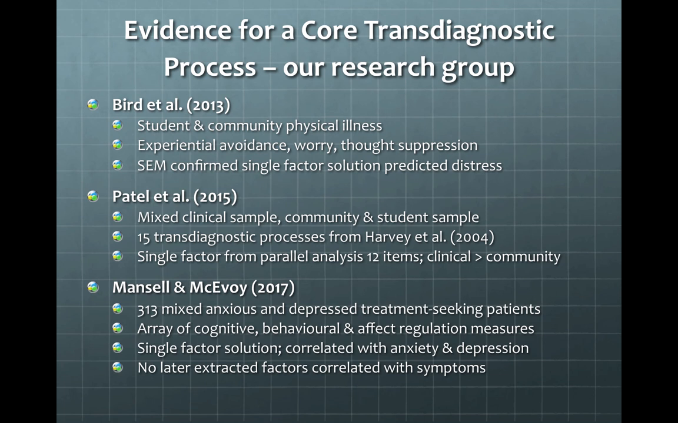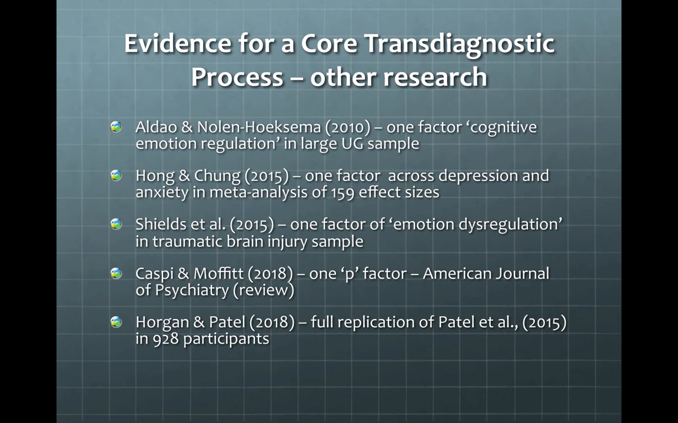But plus, just to double and triple check, I also looked at how well the second, third, fourth, fifth and sixth factors correlated with symptoms. They correlated very poorly with symptoms. It was only that core factor that seemed to correlate with them. But it's not just our group. There are other groups, and I've given some examples here.